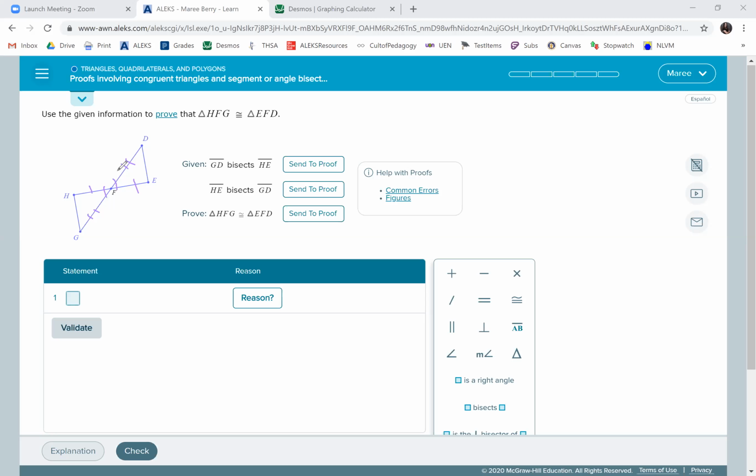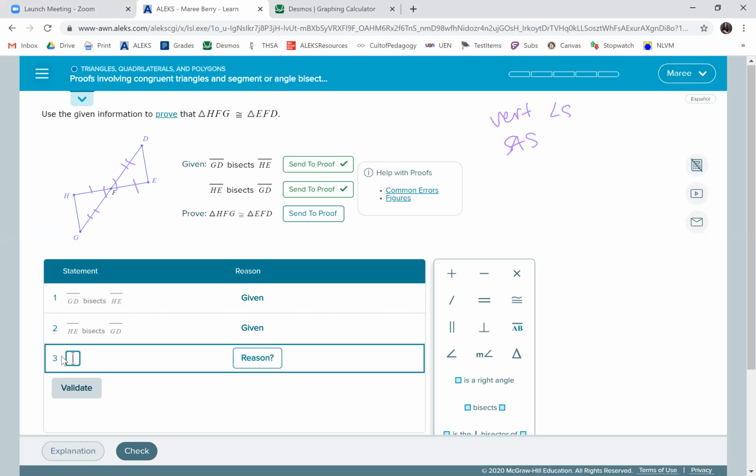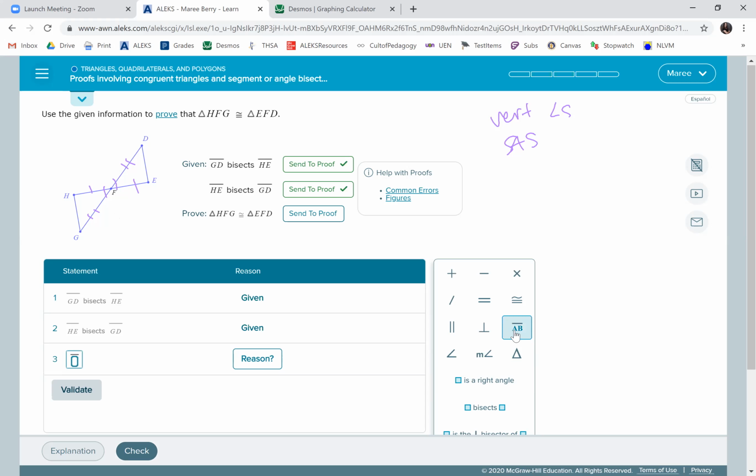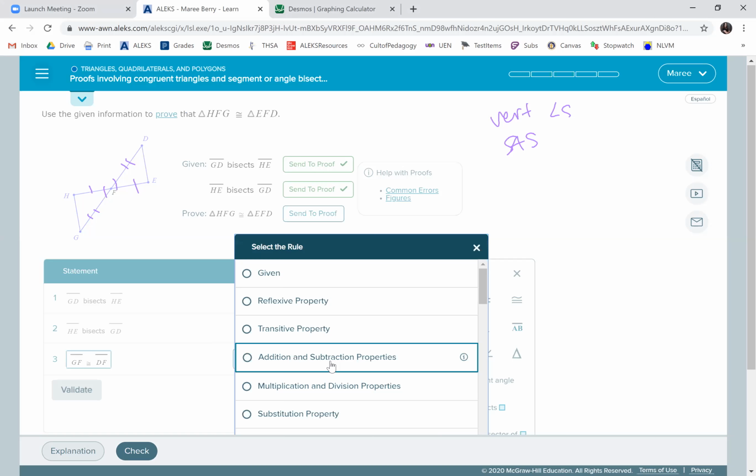So we're going to show this by side, angle, side. Let me write that down so we don't forget. And we're going to have to use vertical angles. Okay. Oh, and we're going to have to show the 2 sides are congruent. So because these bisect, we're going to have to use definition of bisector and show that GF is congruent to DF. So we'll show that one first. GF is congruent to, what did I say? DF. That is definition of bisection.